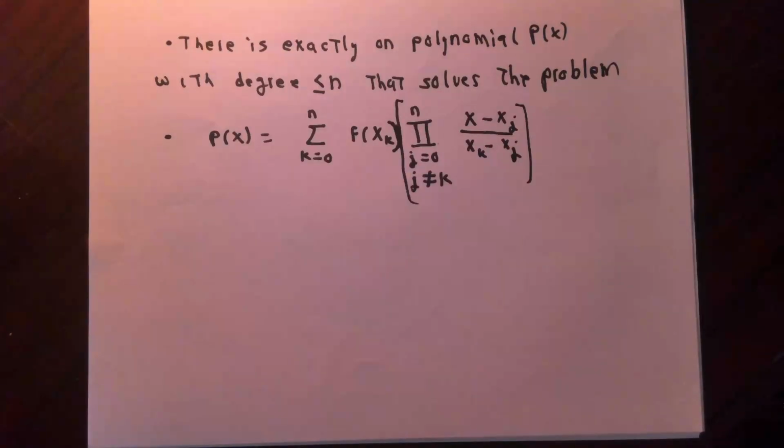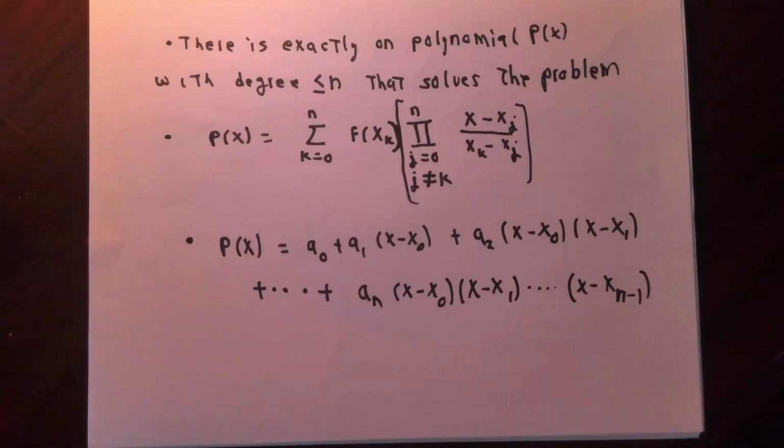Next, it's possible to write out a closed form formula for this interpolating polynomial p. This is called the Lagrange form. The logic of it is perfectly straightforward, but it's very awkward to work with.